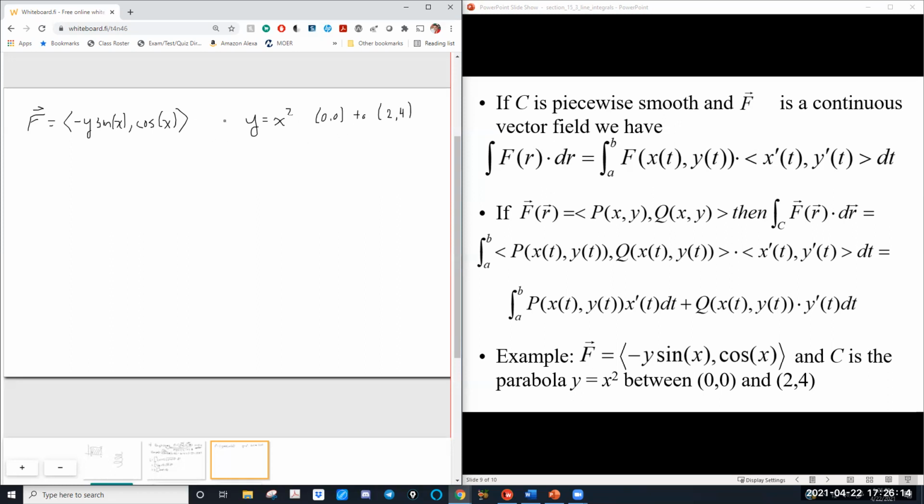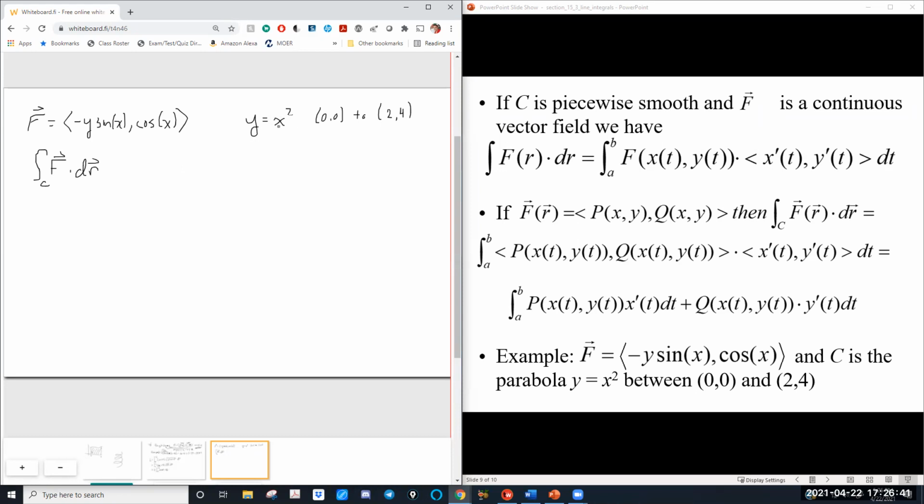So let's talk about parameterizing this guy, and then you can see how this stuff works. The first thing I would recommend doing is write down the formula, F dot dr. All right, now let's talk about what each of these are. F is the vector field. dr is going to be our parameterization. So I first need a parameterization of this guy.